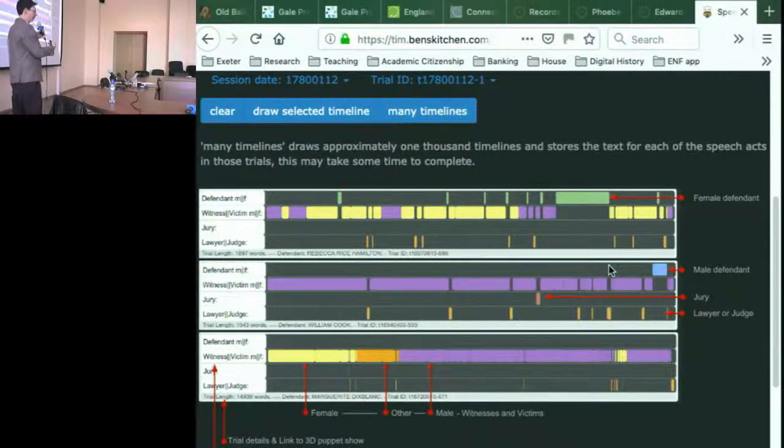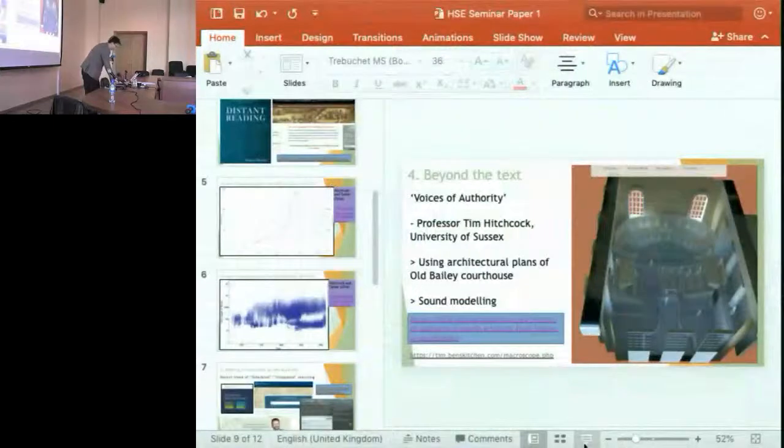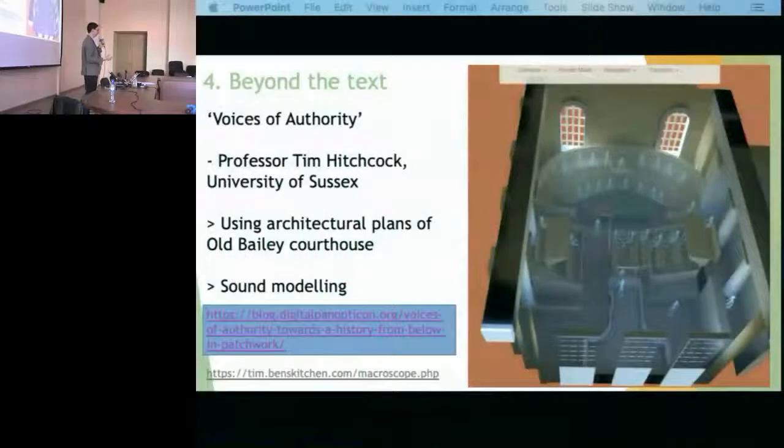So what we can try and do then is do that for all 200,000 trial accounts in the Old Bailey. And we can see over time how the nature of what's being said at trials changes. We can see again how the defendant's speech gets pushed out of trial accounts, how they get silenced, and how it develops over time. So that's one example of an attempt to go beyond the text, to find a part of an experiential history that's beyond the text.